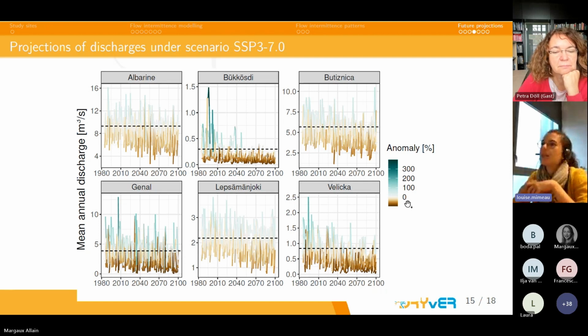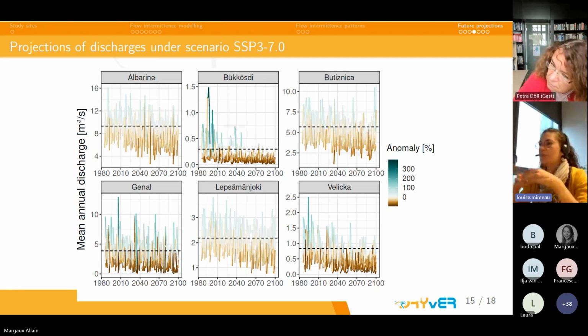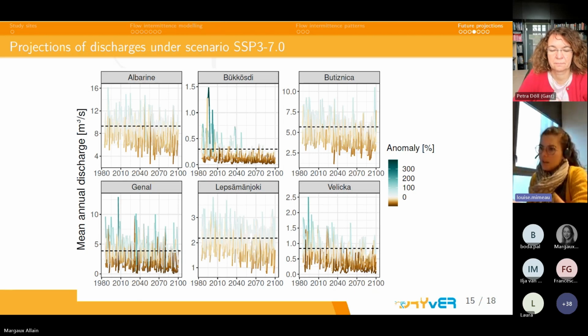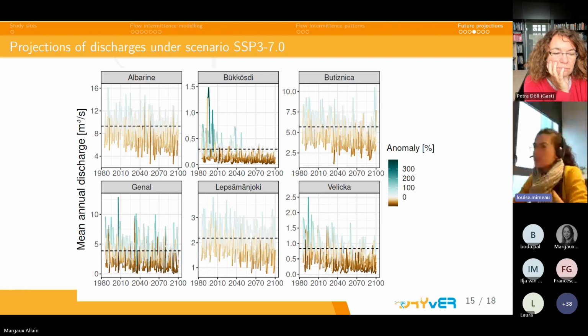And regarding the simulated discharge, here we have a decreasing trend of discharge for the 6 catchments with different intensities. You can see that we have a very strong decrease of discharge in the Bukovsdi catchment in Hungary, as well as in the Renal catchment in Spain, and Velicea catchment in Czech Republic. But we have a negative trend in the 6 catchments. Next, please.